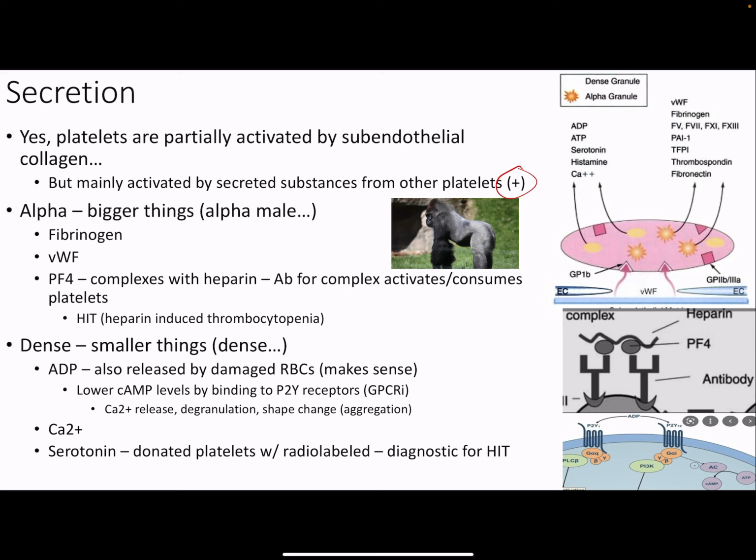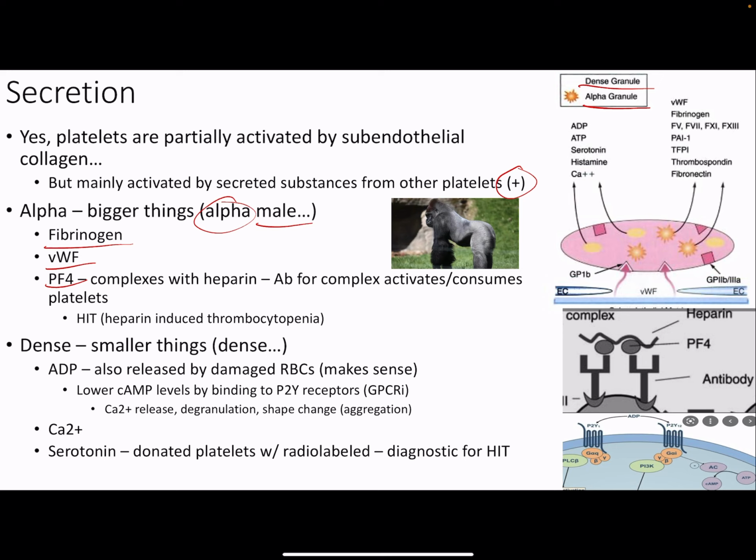There are 2 granules inside of platelets. We have dense granules and alpha granules. The alpha granules, I'll always think of like an alpha male, somebody being large. These are going to have the larger biomolecules like fibrinogen, von Willebrand factor, platelet factor 4, all of these large proteins.